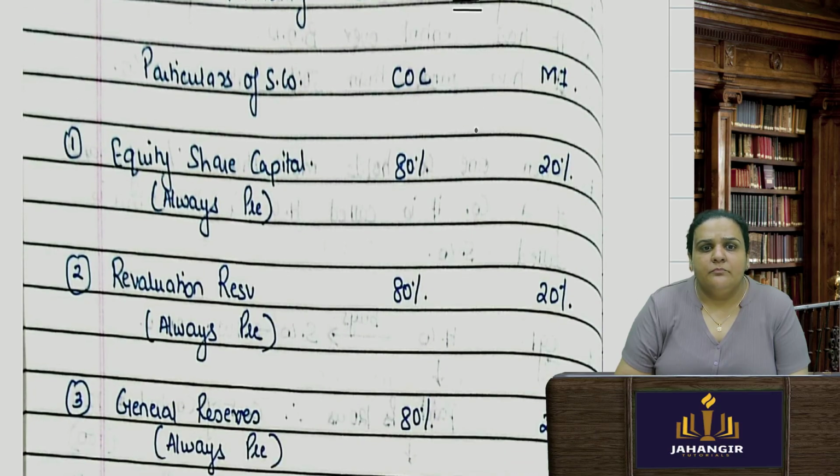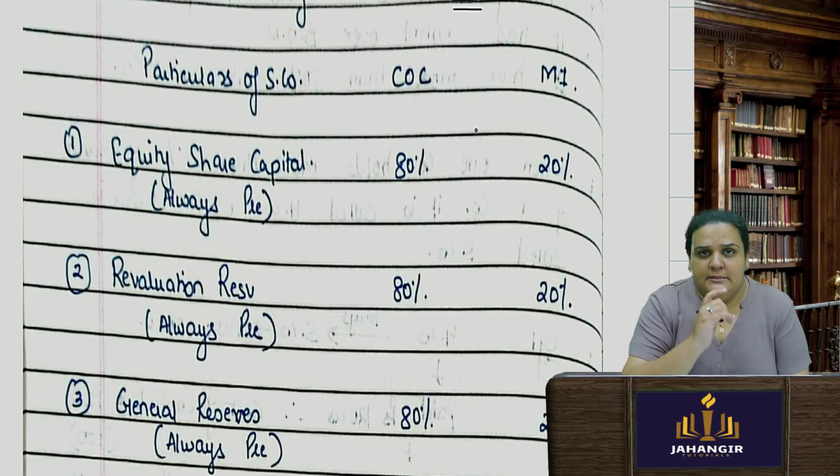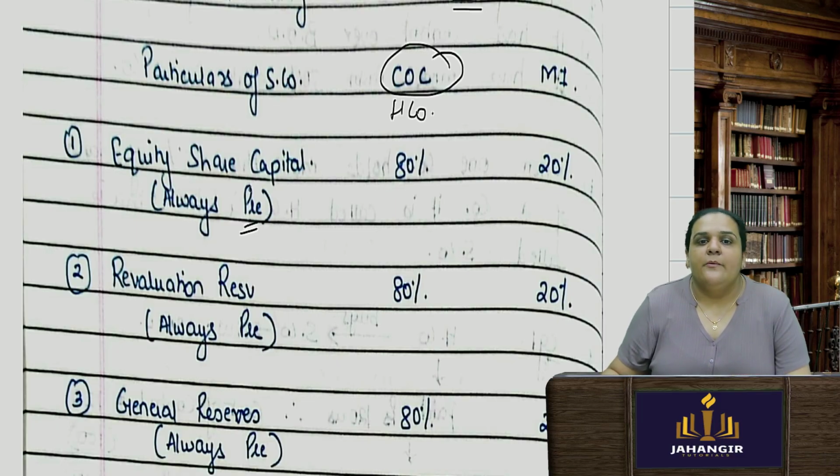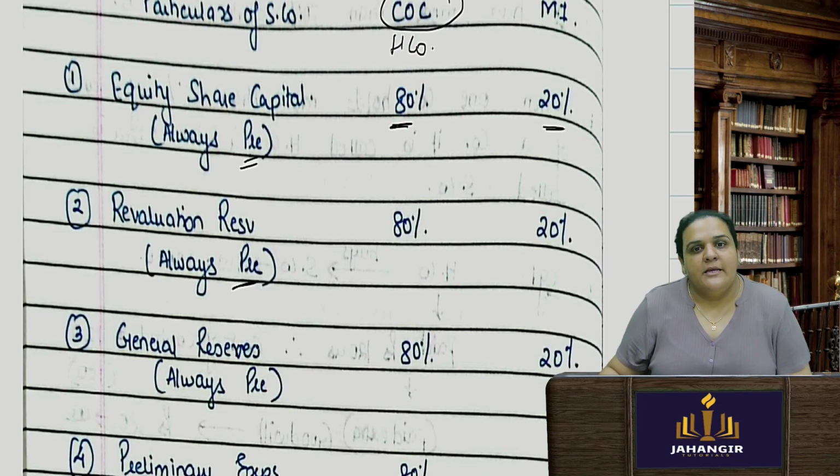So particulars of subsidiary company. First, equity share capital. Equity share capital is always treated as pre. Anything which is pre will be divided between the holding company for cost of control and minority interest in their respective ratio. So COC is nothing but calculating the cost of control. So equity share capital, holding company 80%, minority interest 20%. Revaluation reserve is always pre. Since it is pre, divided 80%, 20%, and that will go for your cost of control calculation.